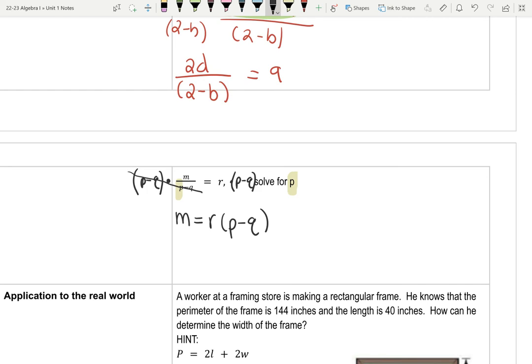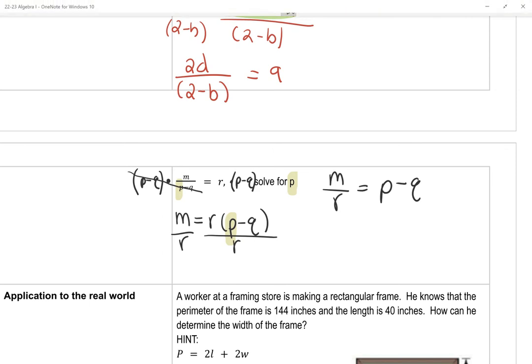Now this would be helpful if I wanted m alone, but I want to get p alone. So there's two things preventing me from doing that. I have the q and I have the r. But before I can deal with the q, I'm going to have to deal with the r. Remember, I don't want to distribute. Otherwise, I'm going to have an r attached to the p and the q. So instead, I'm just going to divide out the r to get rid of it. So then I'm going to have m over r is equal to p minus q.